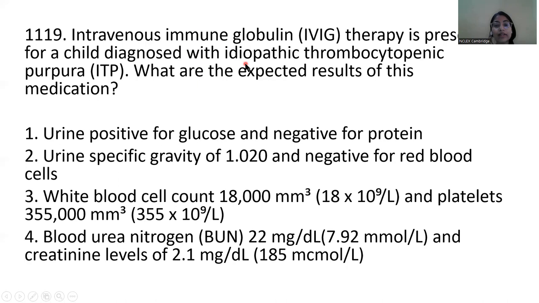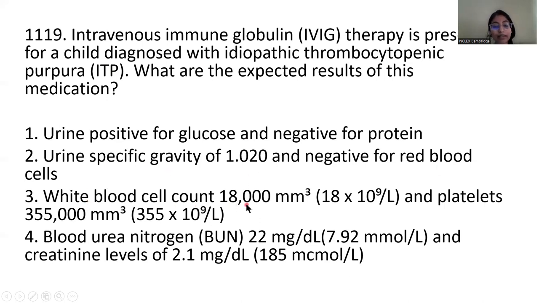Now I will tell you what idiopathic thrombocytopenic purpura is. When there is increased destruction of platelets, there will be a low platelet count. Low platelet count will result in some skin changes, which is known as purpura. There will be bluish discoloration of skin, which is known as idiopathic thrombocytopenic purpura. Now we will see the options. Urine positive for glucose and negative for protein. Urine specific gravity of 1.020 and negative for red blood cells.